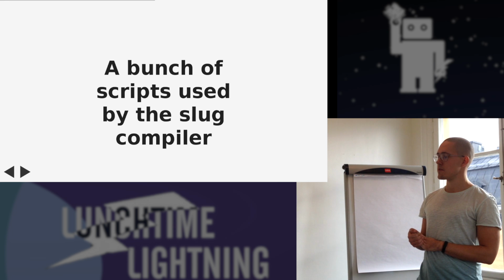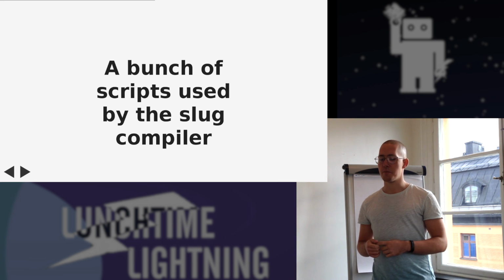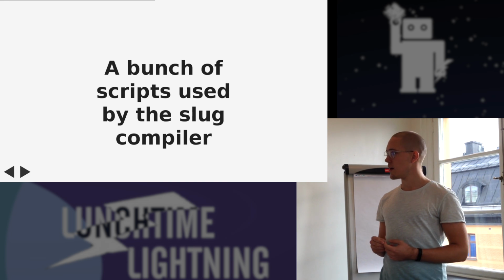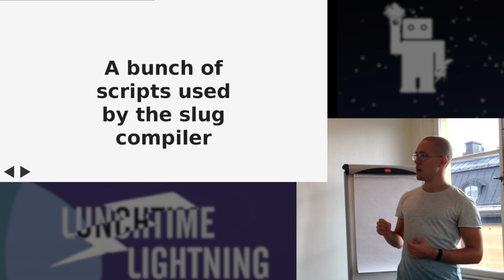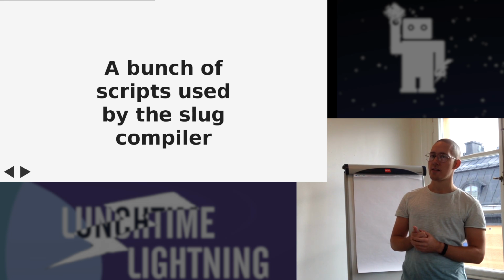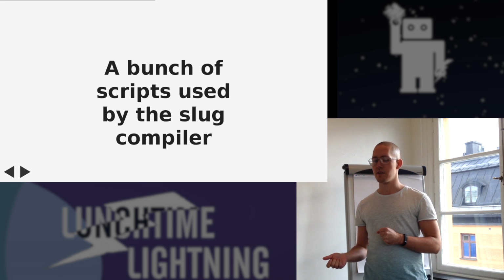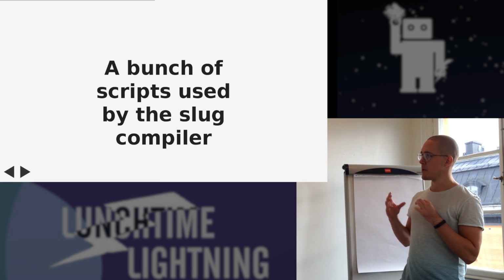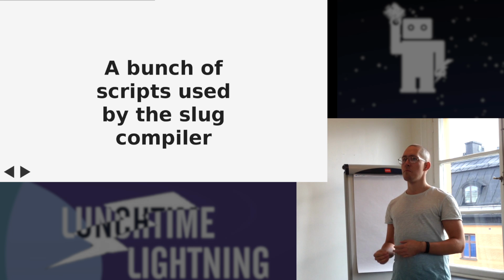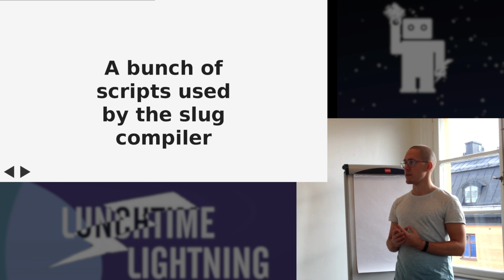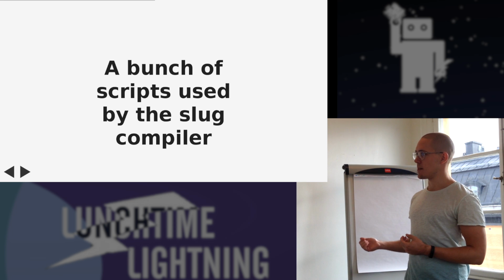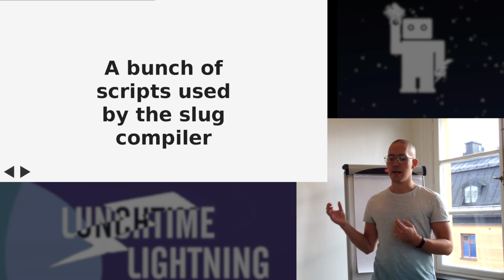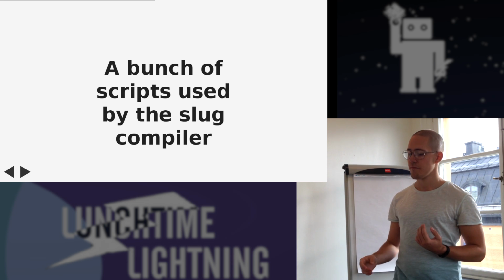A buildpack is a bunch of scripts that are used by the slug compiler, which is a piece of software that gets run every time you push your application to Heroku. It gets triggered by a git post-receive hook, and it uses buildpacks to, first of all, detect which buildpack it should use. So it looks at your application to figure out which one is the most suiting one. Then it uses the buildpack to make a bunch of transformations to your application directory before it takes that directory and compresses it into what's called a slug. The slug is an archive that gets downloaded every time you scale up a new dyno. So it gets downloaded and extracted into the dyno and then started.